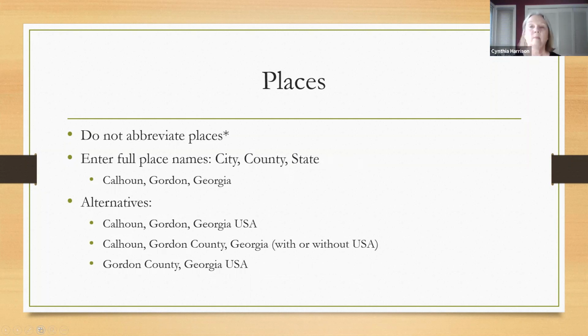Places. Do not abbreviate places, the city, the county, or the state names. Now, the state, many times you may go ahead and abbreviate it with a 2-letter abbreviation, as we sometimes use now, but if possible, spell it out. So it would be Calhoun, Gordon, Georgia. Now, some alternatives would be Calhoun, Gordon, Georgia, and then USA. You will find that many software programs use either USA or United States of America, and it gives you the choice of which one you want to use, or not at all, in your information. Or you might write Calhoun, Gordon County, Georgia, and either with or without USA afterwards. Or you might have Gordon County, Georgia, USA.